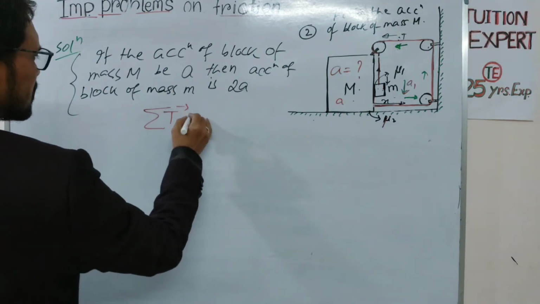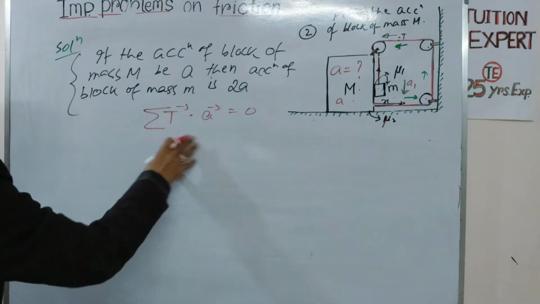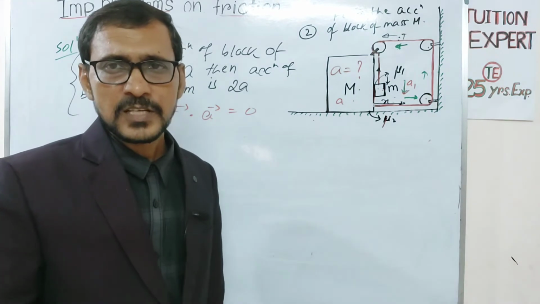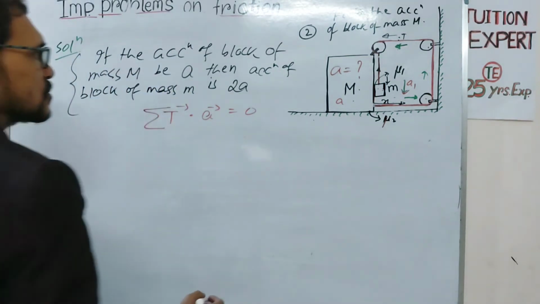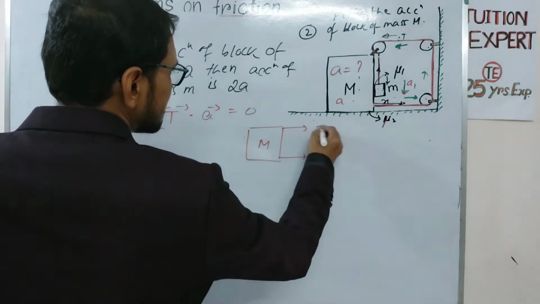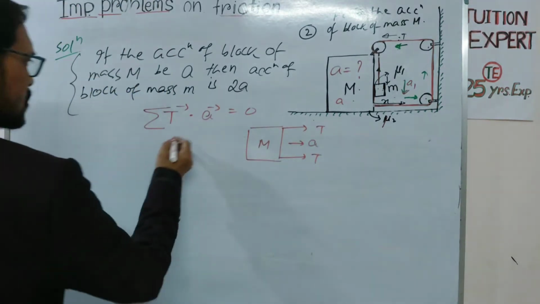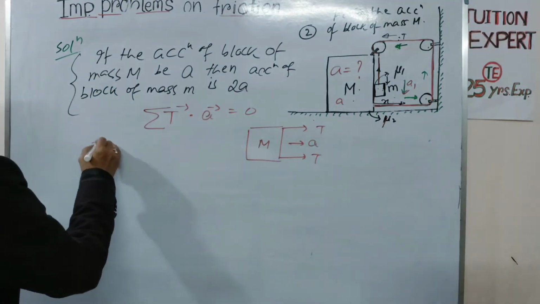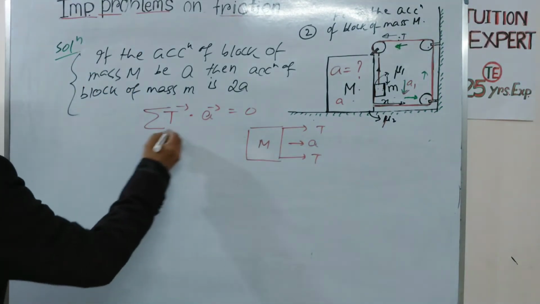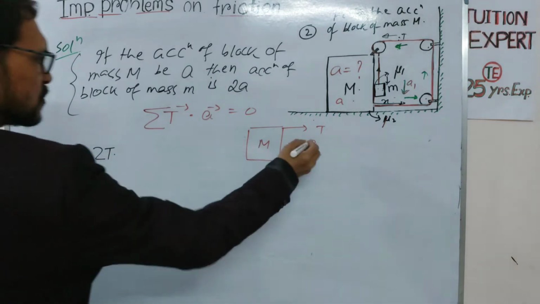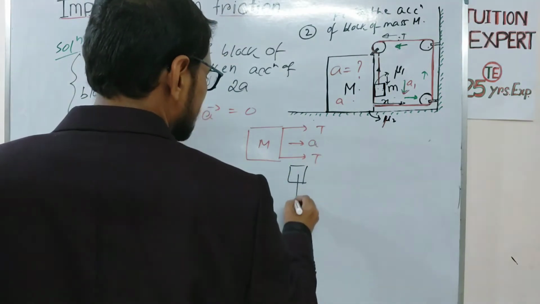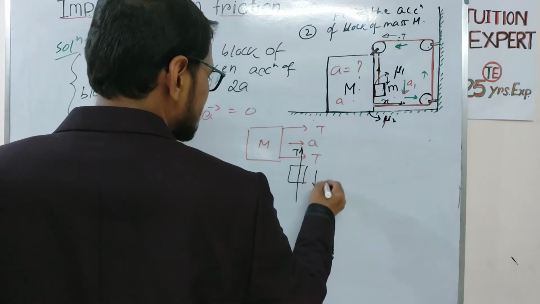Apply T dot A equal to 0. I have told you in my previous video, the video on the constraint equation and pulley tricks, that T dot A equals 0. So for the block M, the tension acts in this direction and in this direction, T and T, so 2T, and the acceleration is A. So total tension 2T times A cos 0 degree. And for the block m, the tension acts in this direction and the acceleration is in this direction.